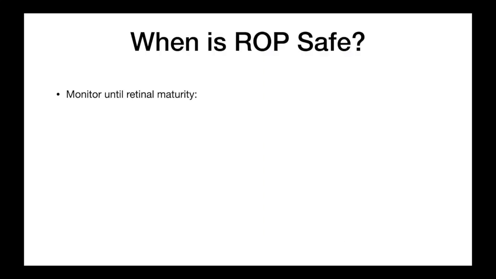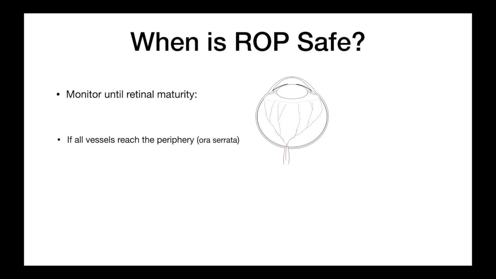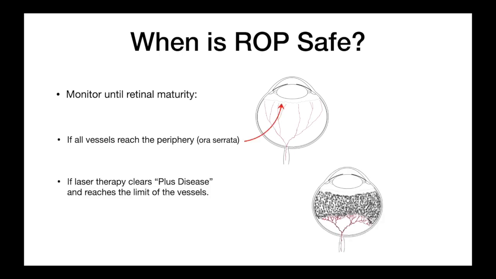So when is ROP safe? We have to monitor until retinal maturity. This is if all vessels reach the periphery, or it can occur if the laser clears the plus disease and reaches the limit of the blood vessels. Active ROP with residual avascular retina requires timely monitoring.